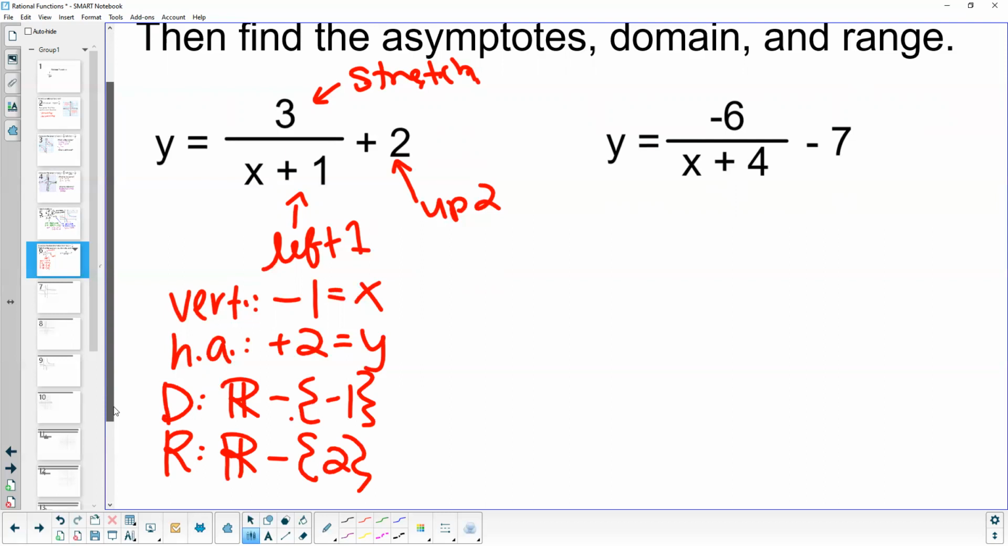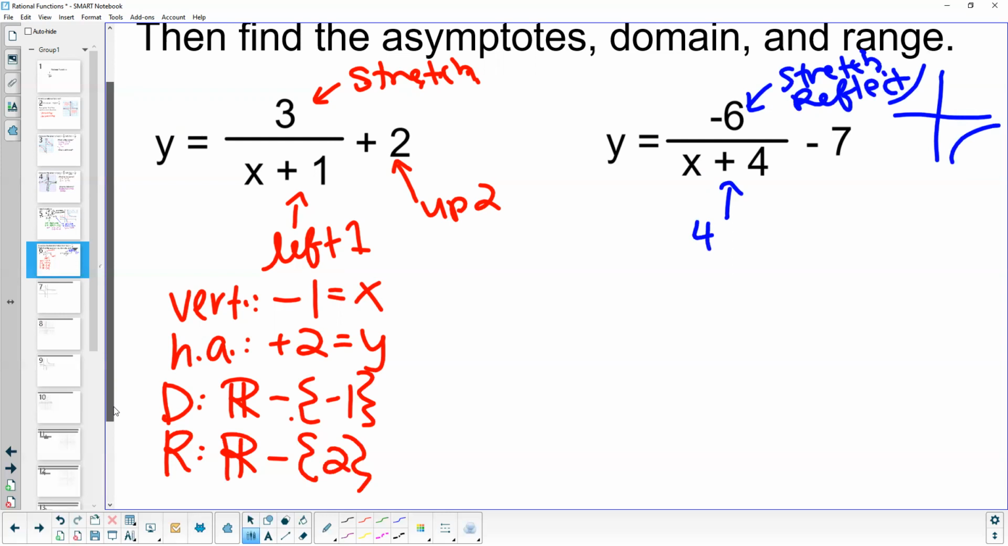What about this one here, our next one over? So what does this -6 do? Well, this causes it to stretch. It also causes it to reflect, so it's going to do both. So this function that we're looking at here is actually going to be like this. And then what do these other numbers do? Well, this +4 tells us we're going to the left 4. And this -7 tells us we're going down 7.